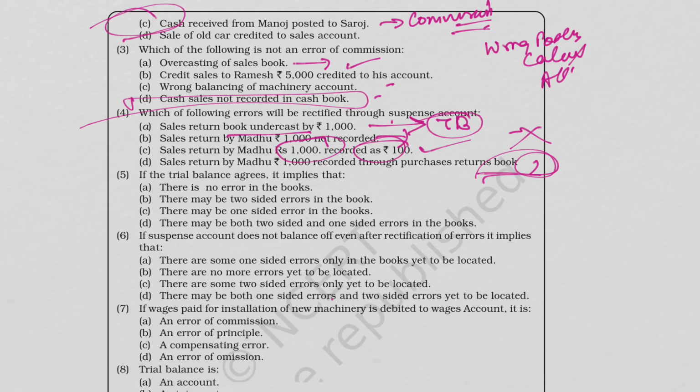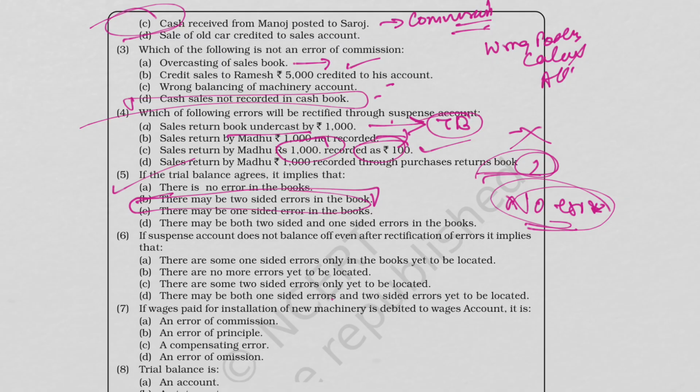Fifth question we have, if the trial balance agrees, it implies that trial balance. Okay, so basically trial balance agreeing does not guarantee no errors, because two-sided errors can still exist. We know examples are error of principle, compensating error, wrong account. So the correct answer is B. There may be two-sided errors in books.